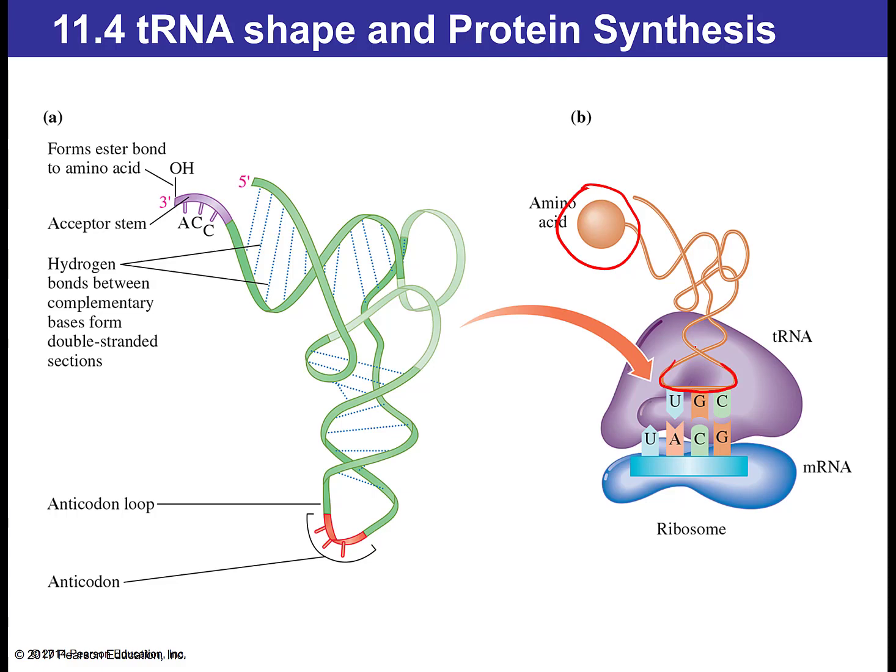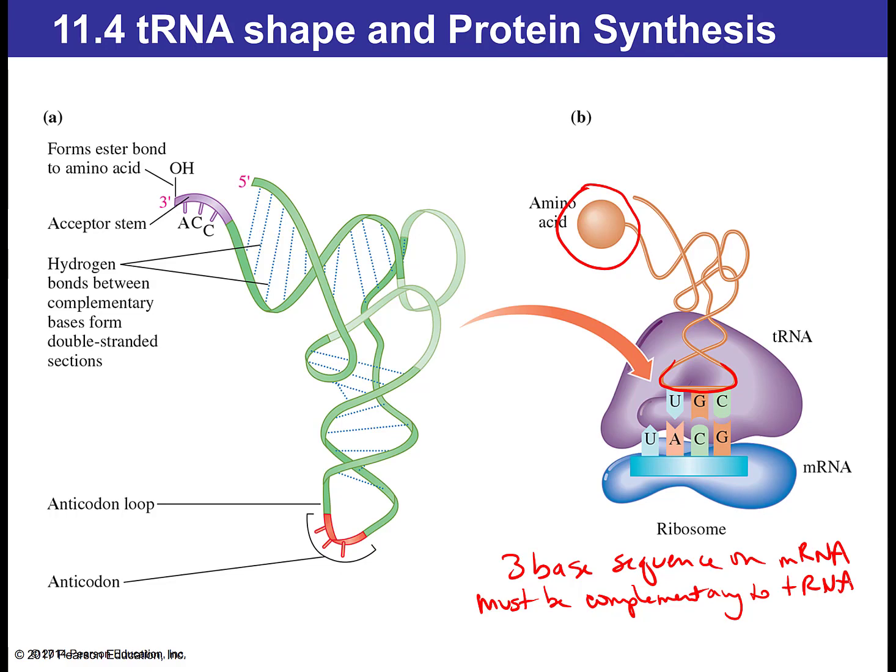This is the region that can interact with the mRNA. So this region has to be complementary to the strand on the mRNA. So you notice in this one, U and A, they hydrogen bond. G and C, they can hydrogen bond. So they fit together. And it is actually a 3-base sequence on the mRNA that must be complementary to the tRNA sequence.